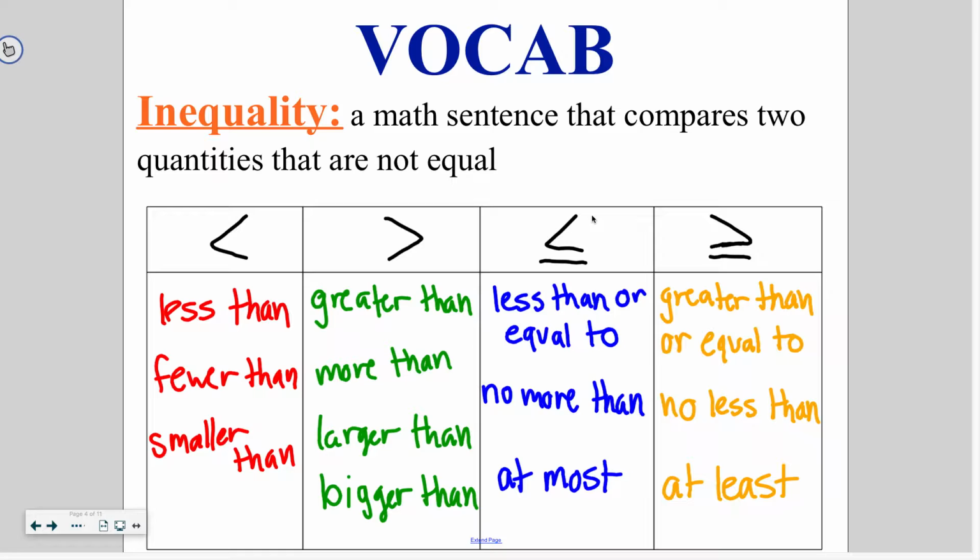I would like to point out under the less than or equal to and the greater than or equal to, these bottom four might not be as intuitive as you would think. They're a little bit opposite, but less than or equal to is the same thing as no more than, because we want it to be smaller, or at most, because again, we want it to be smaller. Likewise, greater than or equal to is no less than, because we want it to be bigger than that number, or at least.